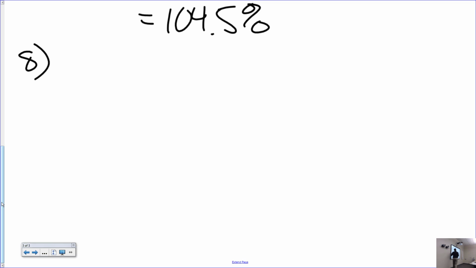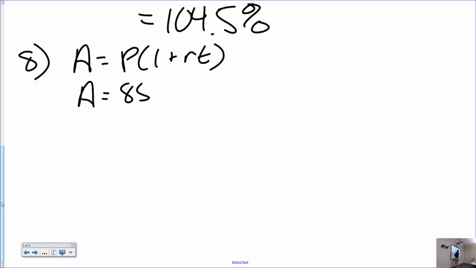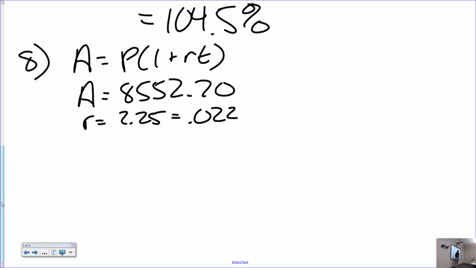All right. So, number 8. This one was the future value problem. The number I gave you is A, the 85,5270. That's how much I'm going to have in 2 years. A is always what you're going to have in the future. My R and my T, and again, convert your percent to a decimal correctly. And then it's just a matter of plug and solve.